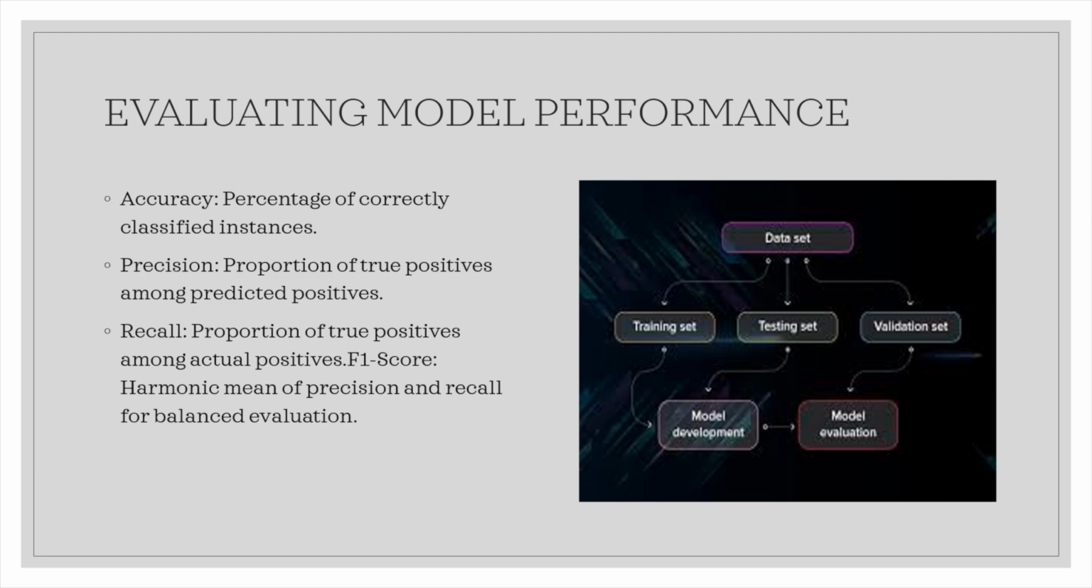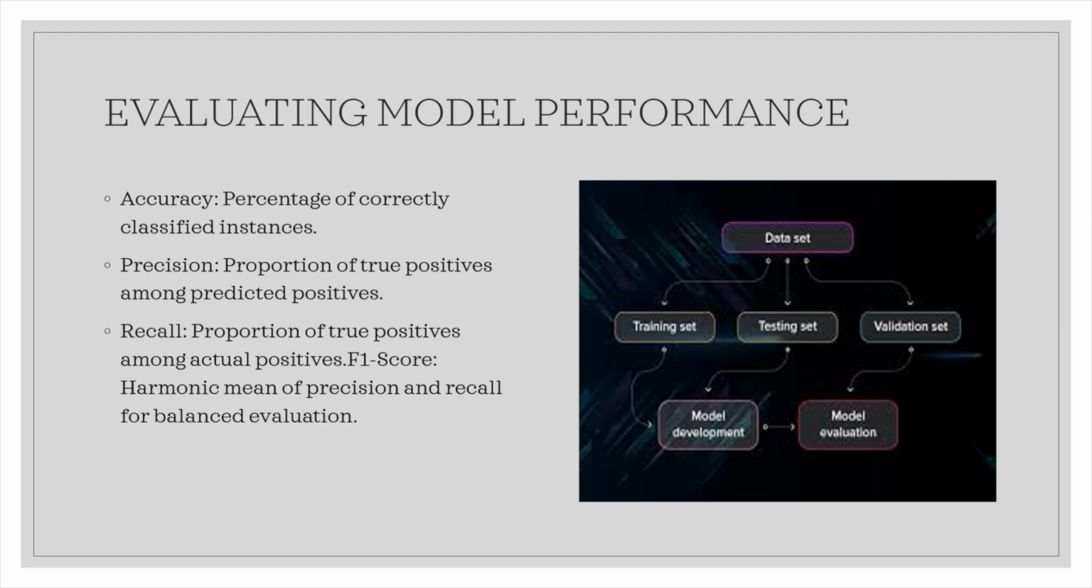Now coming to the evaluation of model performance, there are three main parameters that we check, that is accuracy, precision, and recall. For the accuracy, it is the overall effectiveness. We can define it as the proportion of correctly classified instances out of the total instances. So the formula would be true positives plus true negatives, whole divided by total instances. The use case is that it can be useful when the classes are balanced.